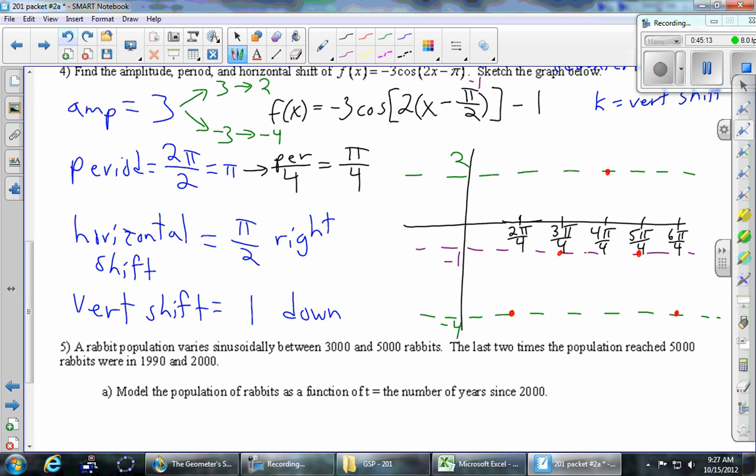And the last thing to do is connect them in some smooth way. Please, please, please, after all the careful consideration you've given this graph, don't do one of these. That's not what cosine looks like, right? Cosine also does not look like this. What's the problem with that?